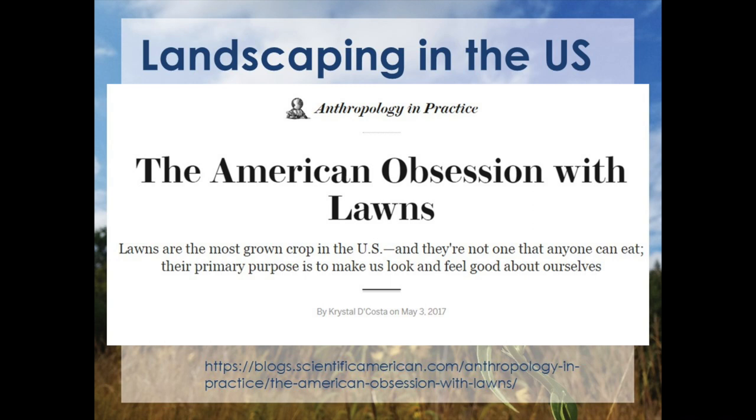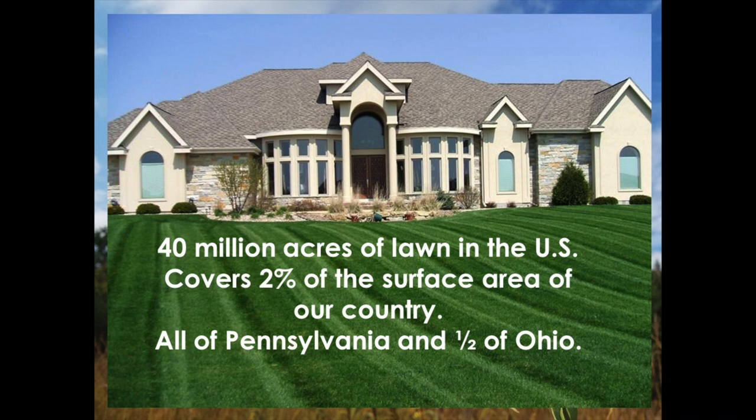So, Americans really, we love our lawns. We absolutely love our lawns. They're the most grown crop in the U.S., in fact. If you were to put all the lawns in the United States together in one place, it would be the size of all of Pennsylvania and half of Ohio. It's a lot of lawn. It's the single most irrigated crop, because technically our lawns are a crop. It's the single most irrigated crop in the United States.